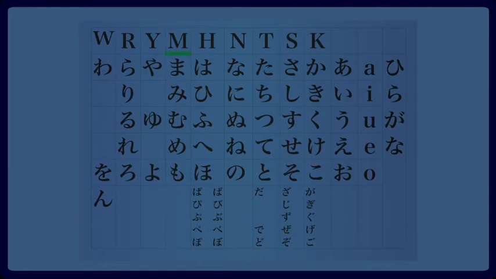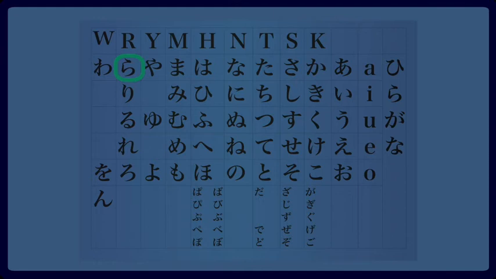The M column, ma, mi, mu, me, mo. No complications there, very simple, M plus the vowel. The Y column is interesting, we just have ya, yu, and yo. No ye or yi in Japanese at all, just ya, yu, yo.